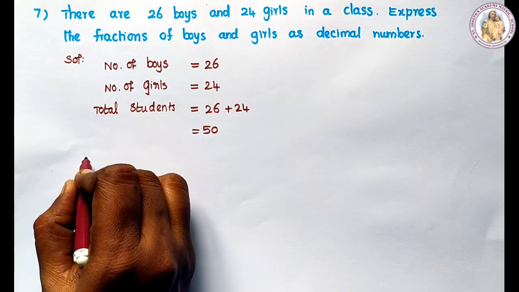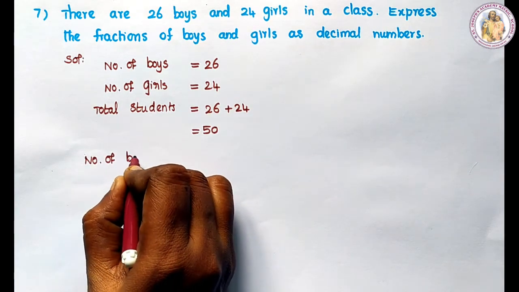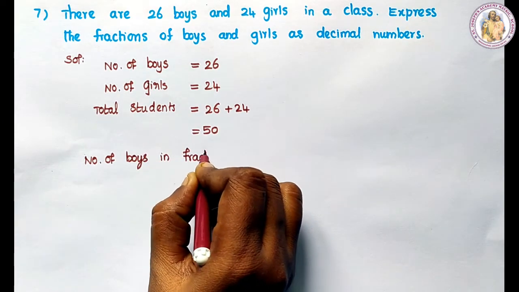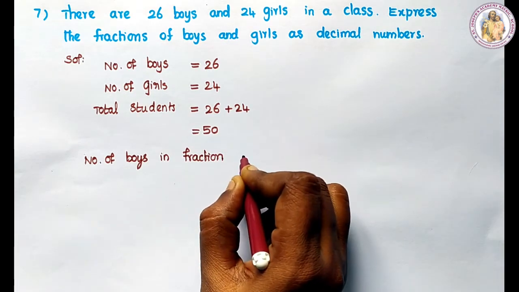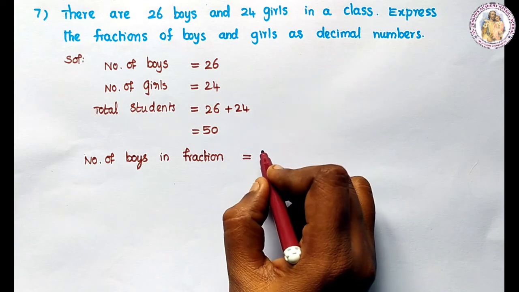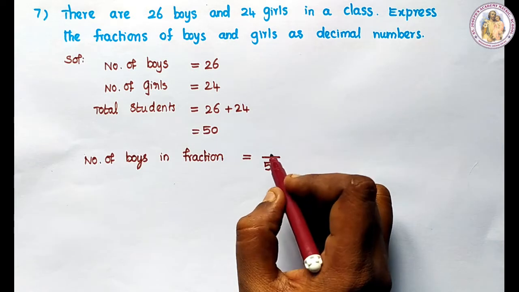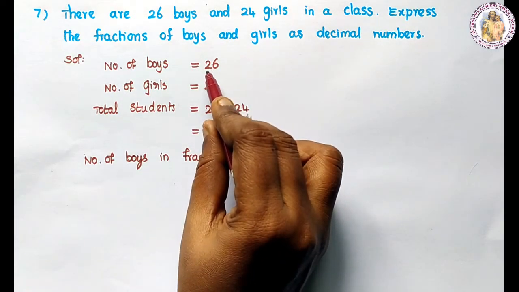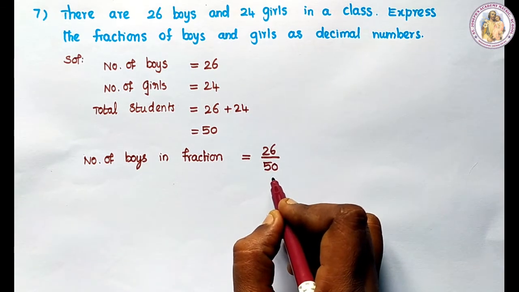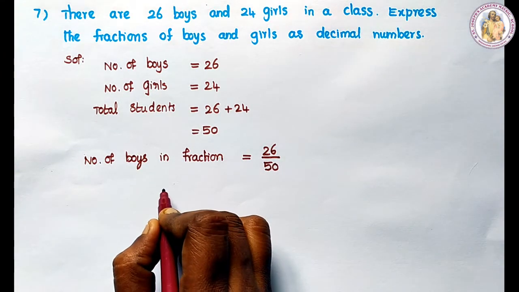So number of boys in fraction. In fraction, out of 50. Total number of students 50. In that, how many students are boys? 26. So 26 divided by 50 is the fraction form.